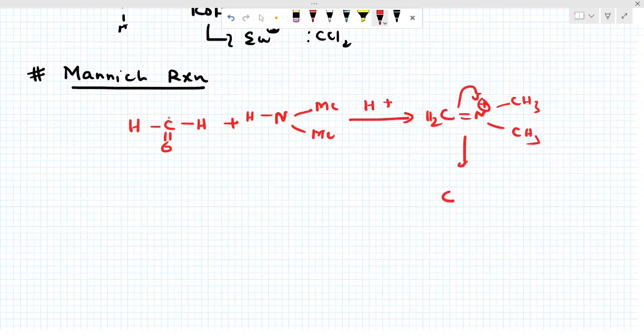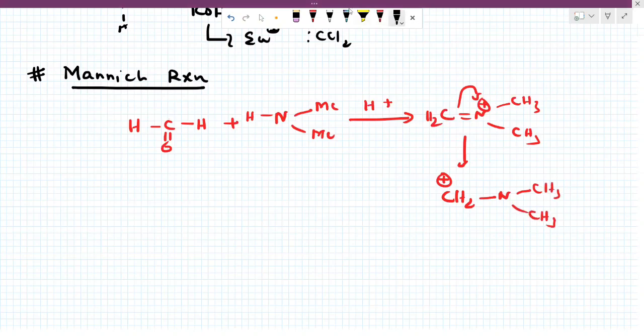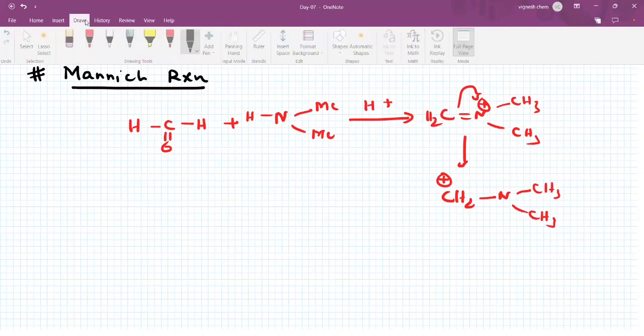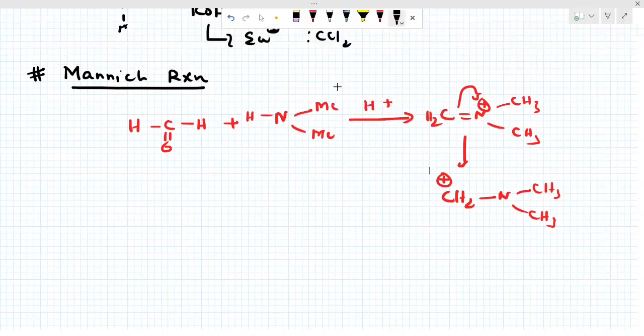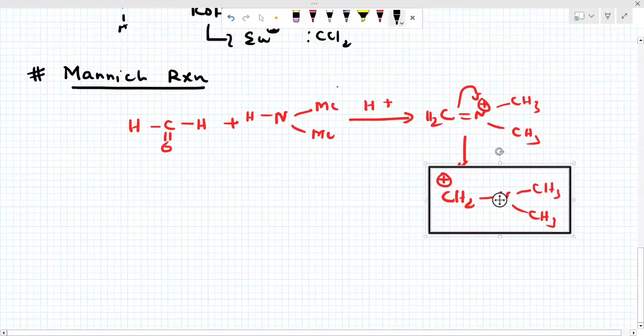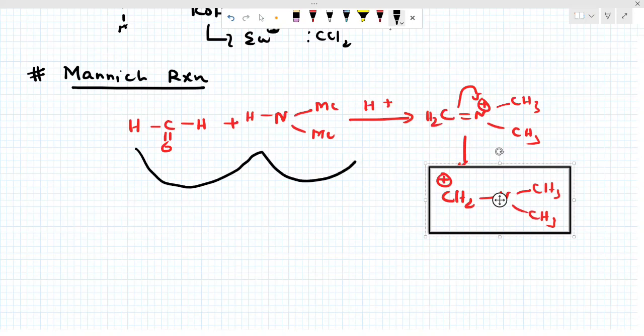Now they shift to here. Now what is going to happen? Here CH2 plus, nitrogen, with CH3 and CH3. Now see, in this Mannich reaction, what is the electrophile? Please note. This is the electrophile in the Mannich reaction. What is the reagent? This is the reagent part. Formaldehyde and secondary amine with H plus.